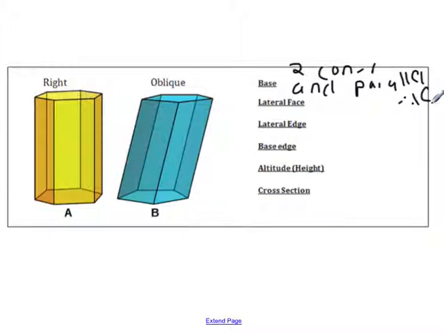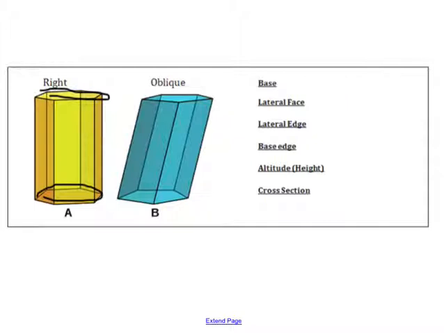Okay, so this right here represents our base, and this right here also represents our base. So two congruent and parallel sides. I'm just going to type it from now on.